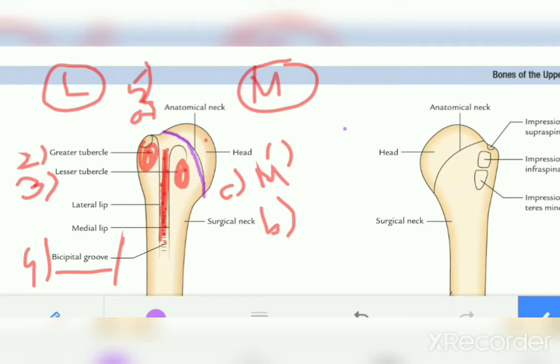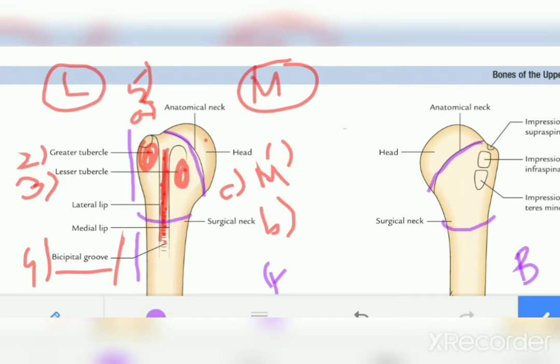This is the front view and this is the back view. In the back view we can see the anatomical neck lies just below the head, in between the head and two tubercles. Then come to the surgical neck. The surgical neck is another constricted part which lies between the upper end and the shaft. This part is the upper end and this one is the shaft. In the back or posterior view we can see this is the surgical neck, this constricted part.